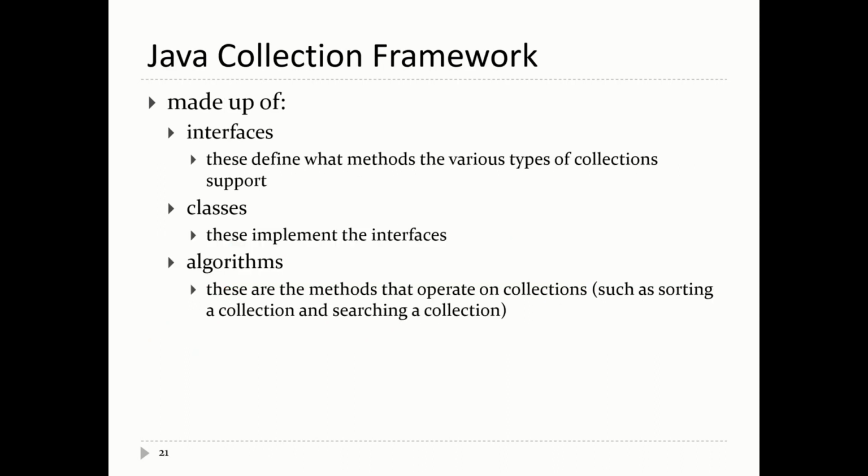Okay, so these lists, sets, and maps that we've been using, these are all part of what Java calls the Java collection framework. Right? So it's made up of a bunch of interfaces. And so the interfaces define what methods the various types of collections support. Then it's made up of a bunch of classes. So the classes are the types that actually provide implementations of the interfaces. And then there's a bunch of algorithms. So there are some classes that contain nothing but static methods. Those static methods operate on either collections or maps.